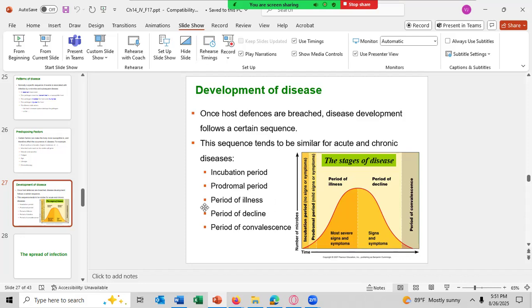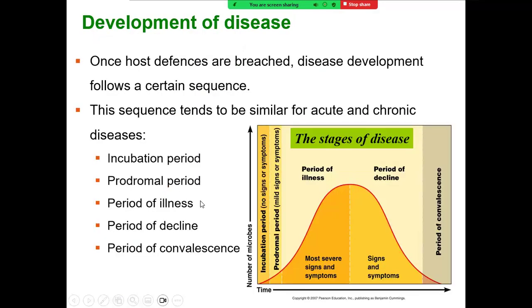That's followed by the period of illness, where you no longer have to think about whether you have a sore throat. You know you have a sore throat, where the signs and symptoms reach their peak in the period of illness. The number of infective organisms also tend to reach their peak. So the number of microbes on the y-axis, as well as the signs and symptoms of disease, meaning the worse the signs and symptoms, the higher up on the y-axis, and then the time on the x-axis.